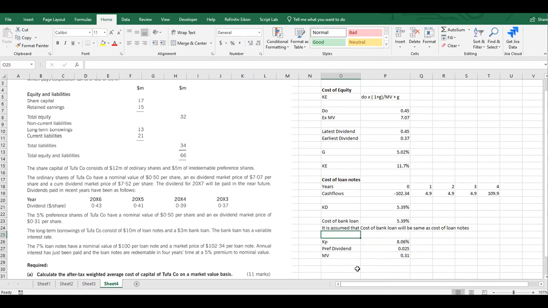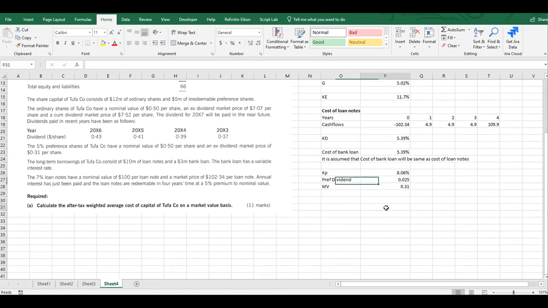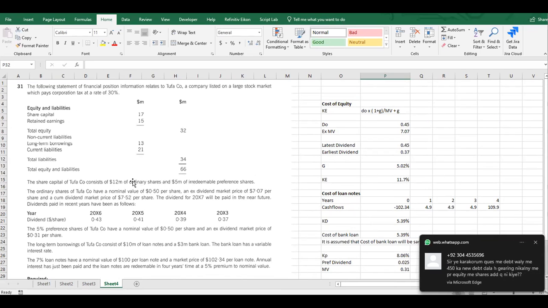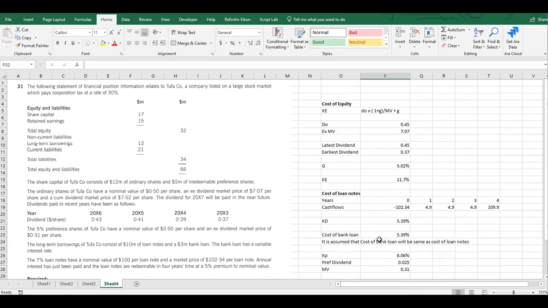ठीक है जी. Now write the market values. First of all, equity, loan notes, bank loan, preference shares. अच्छा, equity की book value कितनी है? 12 million. And it has a par value of 0.5. And market value is 7.07. 12 million is the book value, 0.5 is the par value. 12 million divided by 0.5 million into 7.07.